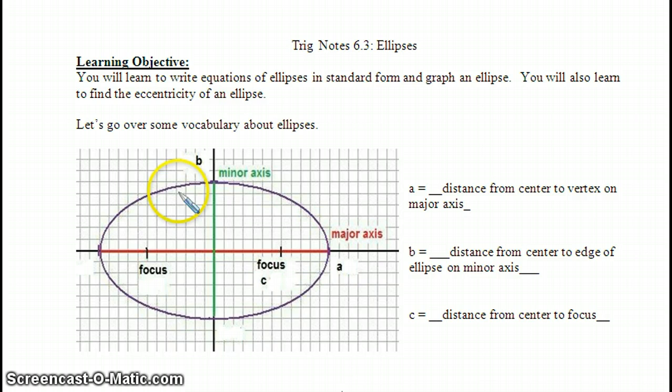So here's a diagram of what an ellipse will look like. You'll notice it's very close to what a circle is, but it's going to be elongated in one direction. It's either going to be elongated horizontally, like this one, or it could be elongated vertically, and that would look more like this.